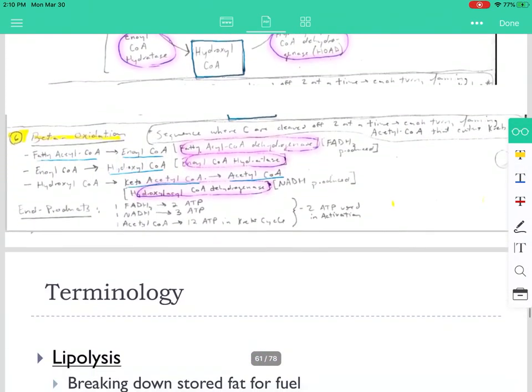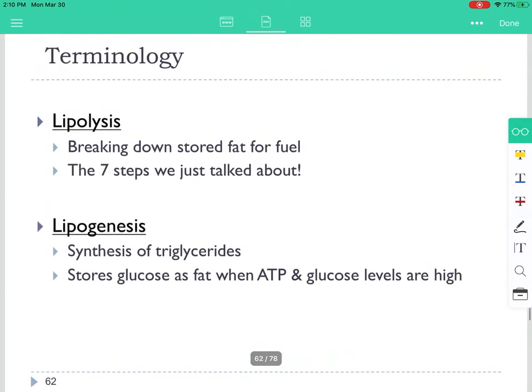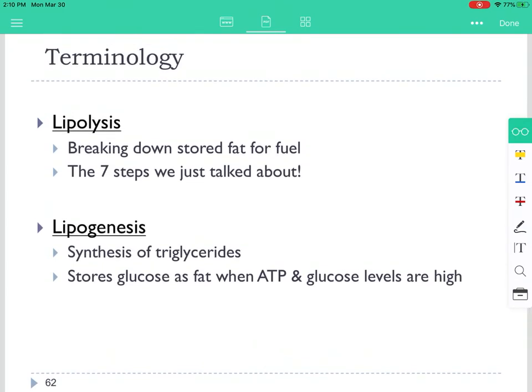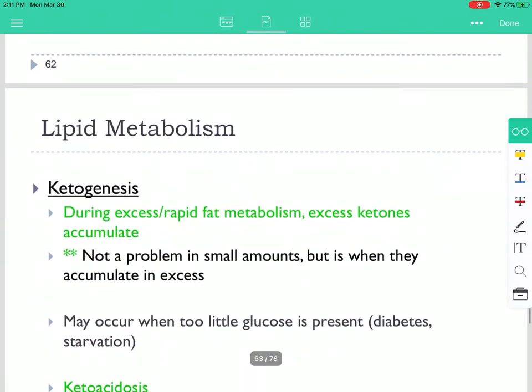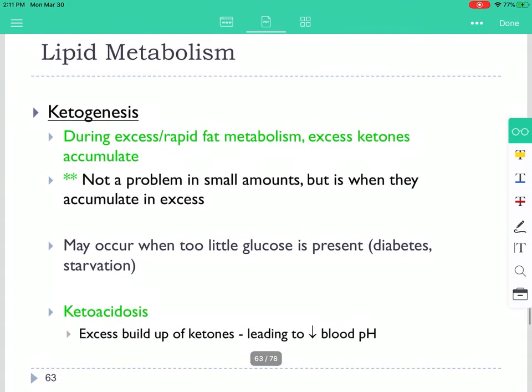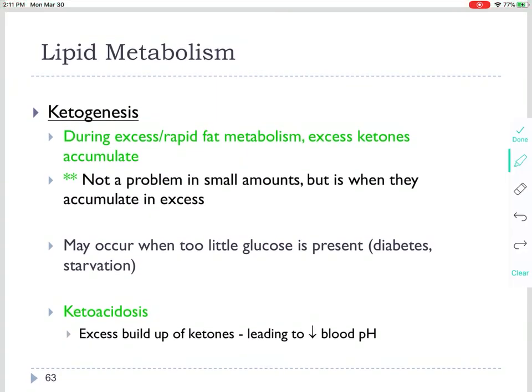Just reviewing what I talked about. Here's extra stuff if you want. A lot of steps. Okay. We have some terms for lipids too, breaking it down versus storing it. But you have a lot to know, so you do not have to know these. They're not in green.